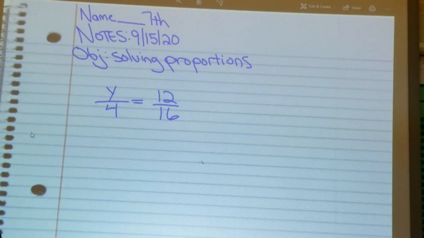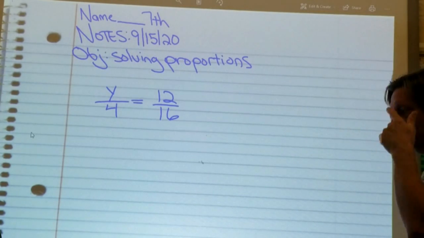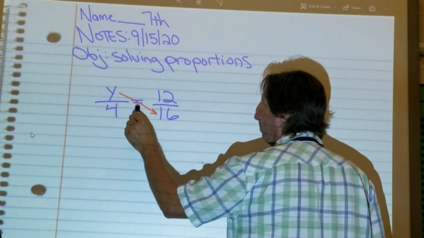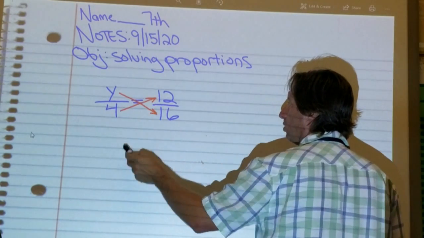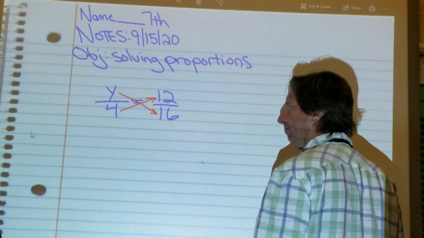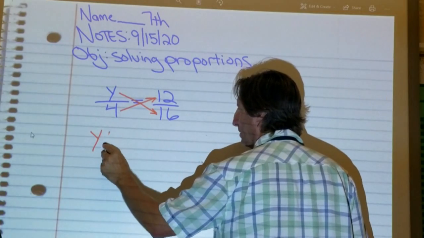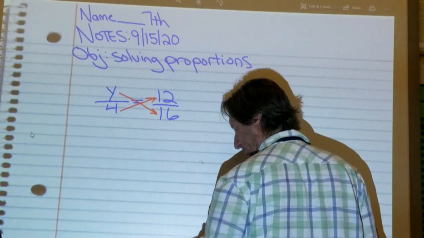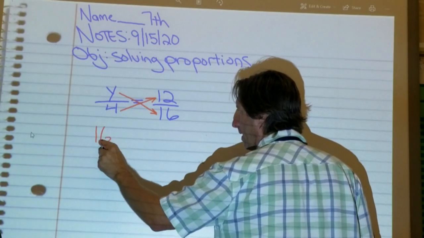Okay, y over 4 equals 12 out of 16. So we're going to do the same thing. We're going to draw our lines and cross multiply. So I do y times 16. You think you're going to write y 16, but we never write it like that. We always put the number first. So it's 16y.